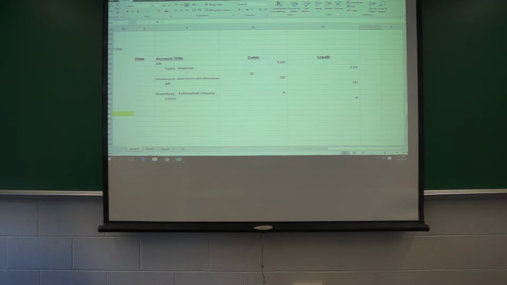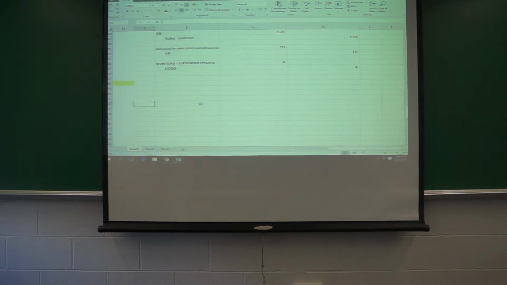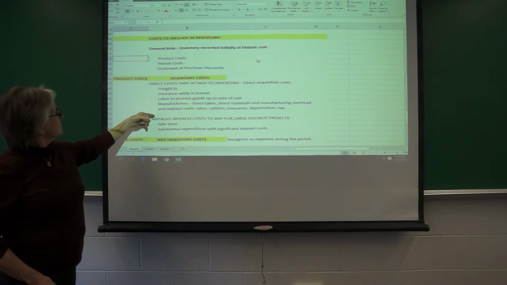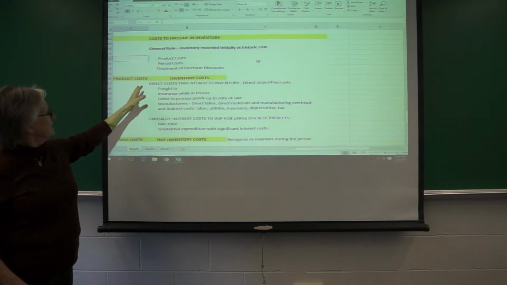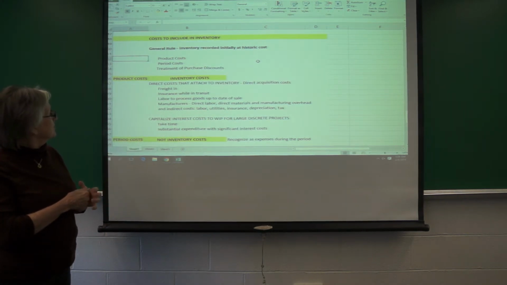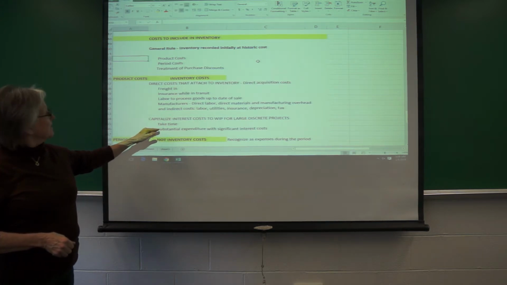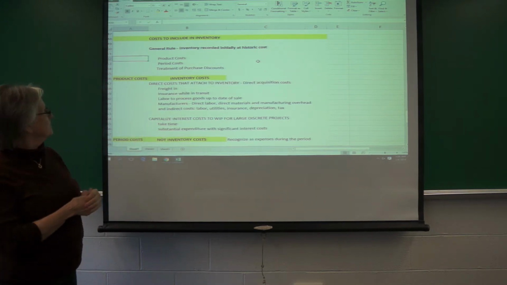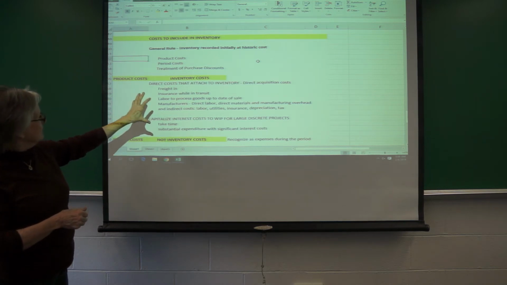Then this will probably be just a quick review of other things related to inventory. The general rule is we include the product costs in inventory. Those are directly related to the inventory. These would be all of these things: the freight in, insurance in transit, anything involved in the manufacture of those inventory items. Usually interest is not capitalized on any of these unless it's a large discrete project, say like a boat or a subdivision. Okay, so product costs are inventory costs.